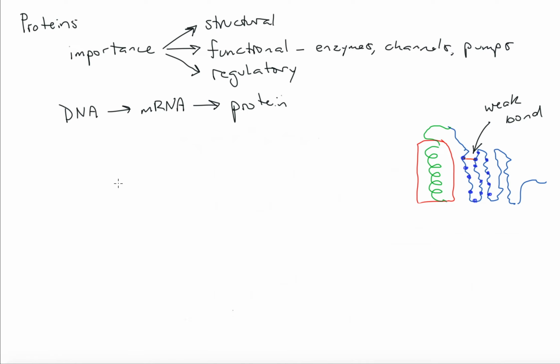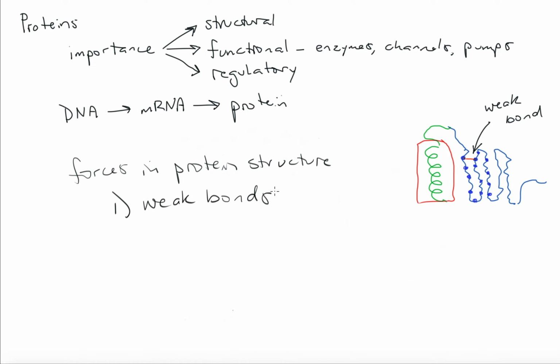And so we have this balancing act between the forces that hold a protein together and the forces that tend to make it fall apart. Forces in protein structure. Forces that are affecting protein structure. One would be the weak bonds. There are many; I drew one here, but we could draw many different weak bonds, forming here, here, all over the place. A big protein could have hundreds and hundreds of weak bonds.